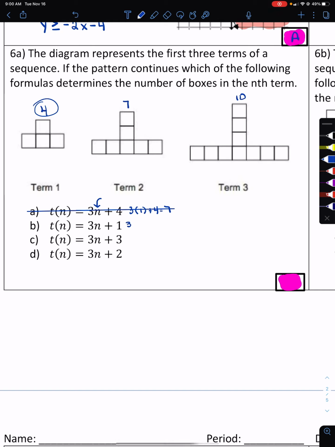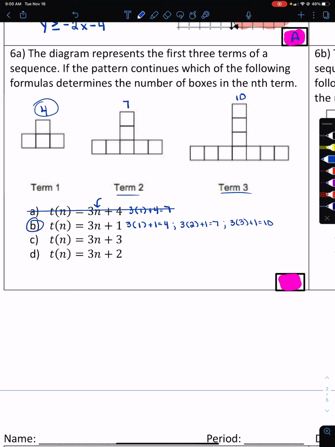What if I did 3 times 1 plus 1? Does that equal 4? Yes, that does equal 4. Okay, so if it works for that one, let's go try it for the second term. 3 times 2 plus 1, does it equal 7? Yes, it does. So it still works. And now let's try it for the third term. 3 times 3 plus 1, that does equal 10. Okay, so B appears to work. Let's just check the other ones to make sure.